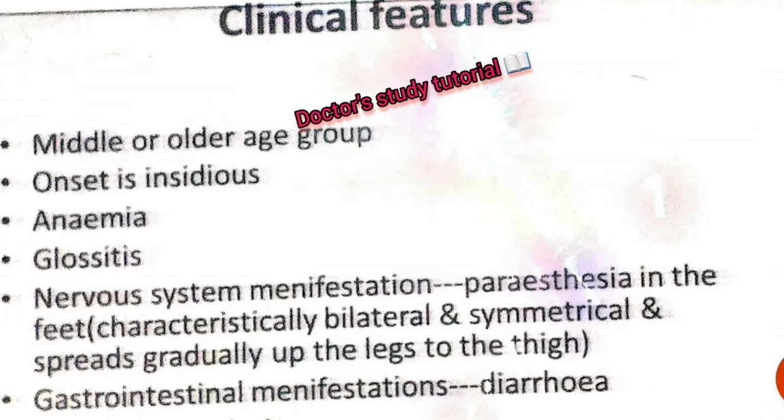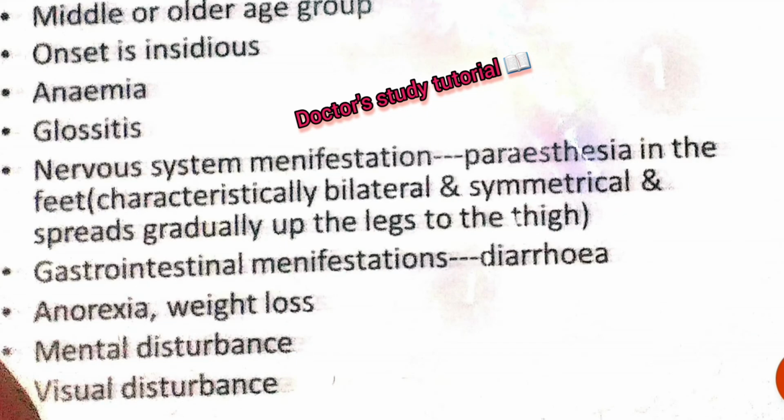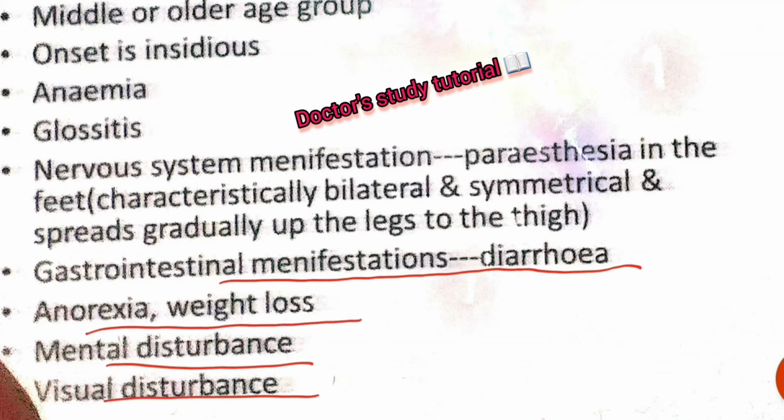Then a very important topic is clinical features. The clinical features of pernicious anemia are: middle or old age group, insidious anemia, glossitis, nervous system manifestation, paresthesia in the feet, characteristically bilateral and symmetrical and spreading gradually up the leg to the thigh. Gastrointestinal manifestations like diarrhea, then anorexia, weight loss, mental disturbance, visual disturbance.